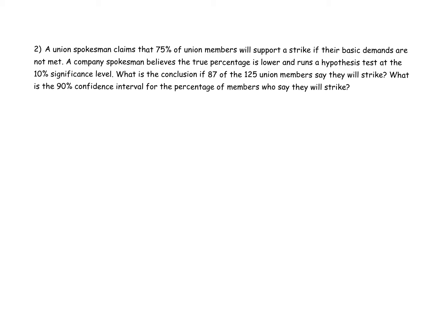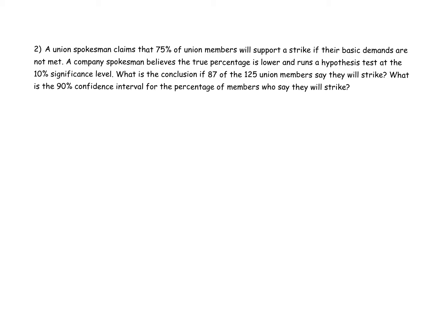So in this particular video, I want to go ahead and walk through an actual write-up of a hypothesis test, and we'll also be able to do a confidence interval with this one. So this says the union spokesperson claims that 75% of union members will support a strike if their basic demands are not met. A company spokesperson believes the true percentage is lower and runs a hypothesis test at the 10% significance level. What is the conclusion if 87 of the 125 union members say they will strike? What is the 90% confidence interval for the percentage of members who say they will strike?